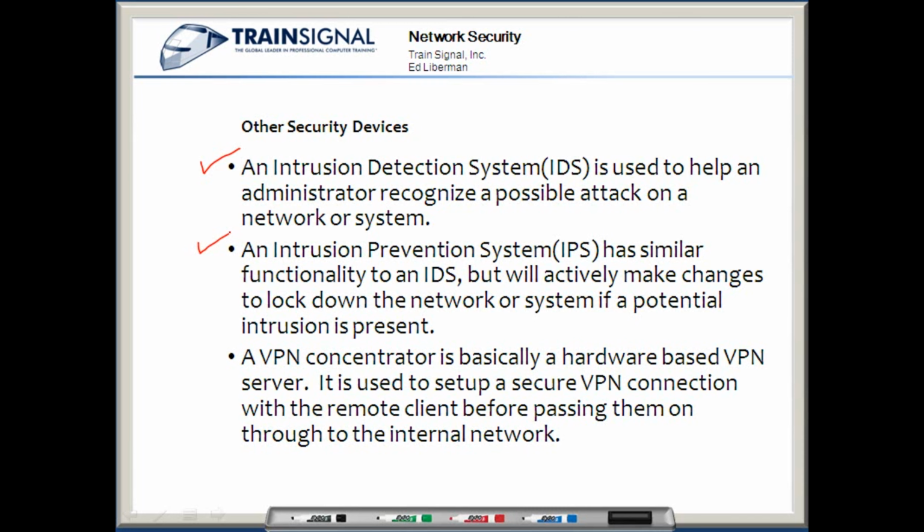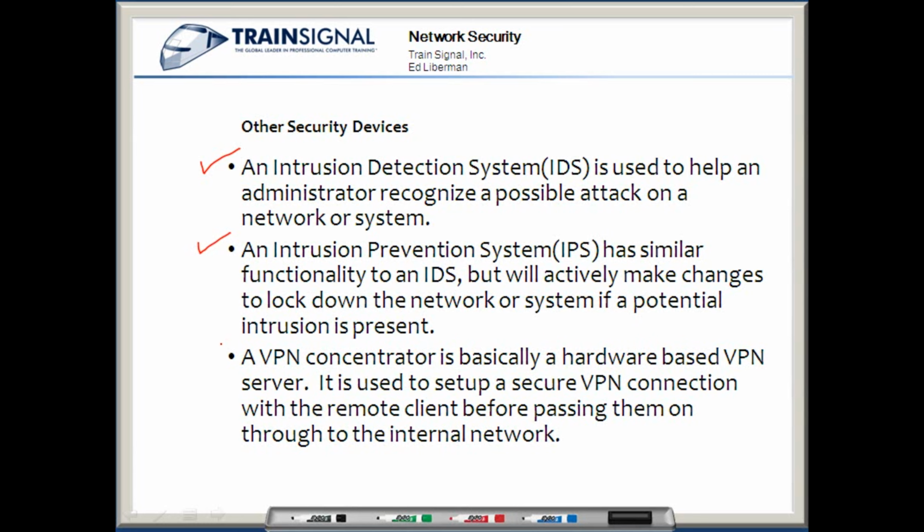And along those same lines, you want to make sure that your IPSs are watched very closely, because if a false positive were to come in, things are going to start being locked down and users may be inconvenienced when there's not really any intrusion or attack taking place on your network.